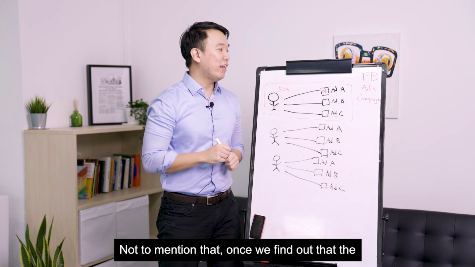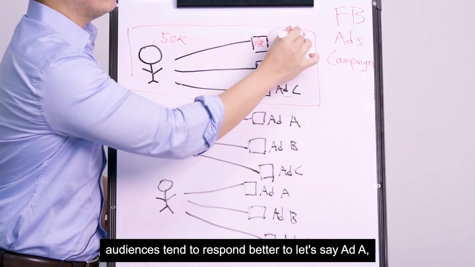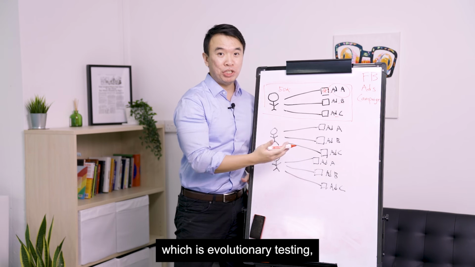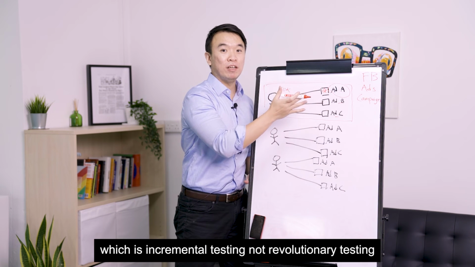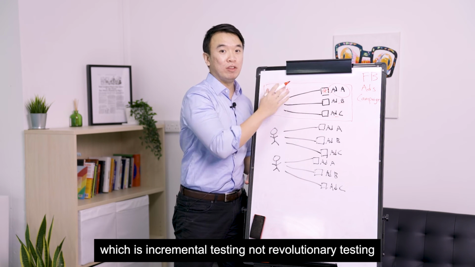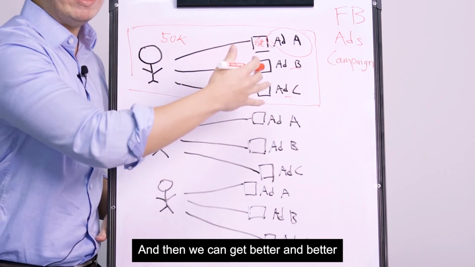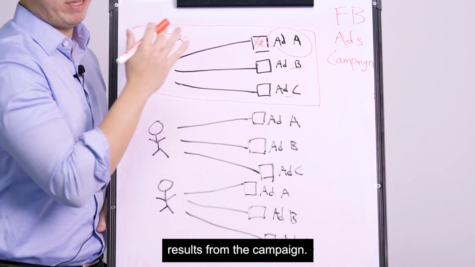Not to mention that once we find out that the audiences tend to respond better to, let's say, ad A, then we create more of ad A, which is evolutionary testing, which is incremental testing, not revolutionary testing. We create more of this type of ad, and then we can get better and better results from the campaign.